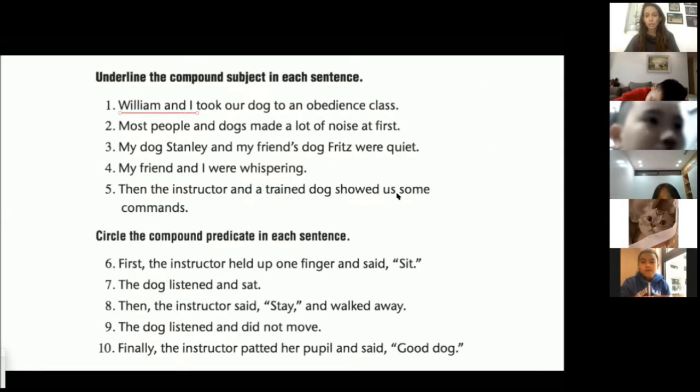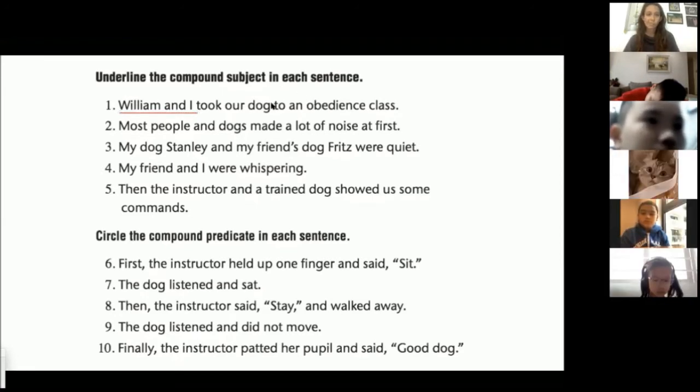All right, Belle, can you read sentence 2, please? Most people and dogs made a lot of noise at first. All right, and what is our compound subject? Our compound subject is most people and dogs. Most people and dogs. Good job.